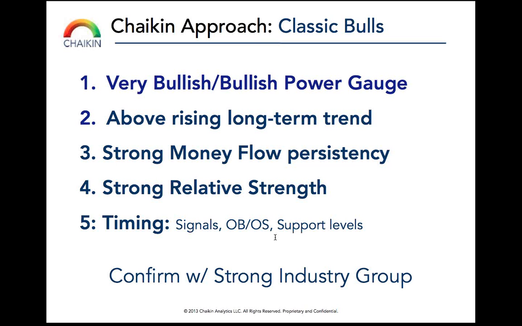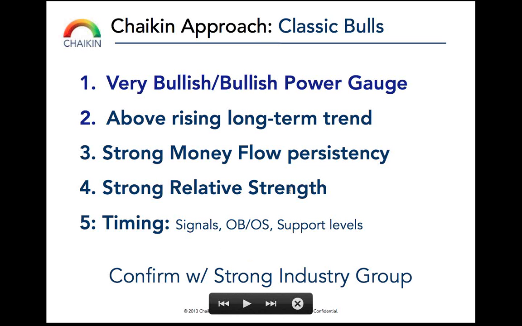So, reiterating and reinforcing the notion of a classic bull in the system, we like to see very bullish or bullish Power Gauges. And then we like to confirm with strong technicals: above a rising long-term trend, strong money flow persistency, and optimally stocks that have been outperforming the market, so strong relative strength. And then we like to confirm with our timing tools: buy and sell signals, overbought and oversold levels, and generally support levels, whether those are bands or the longer-term averages, support levels that you can eyeball on the chart.